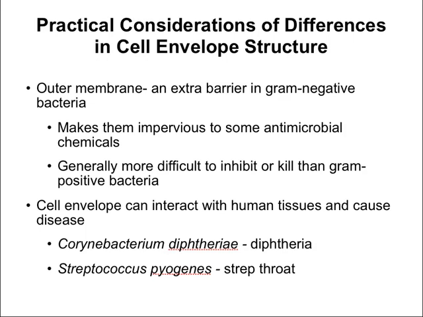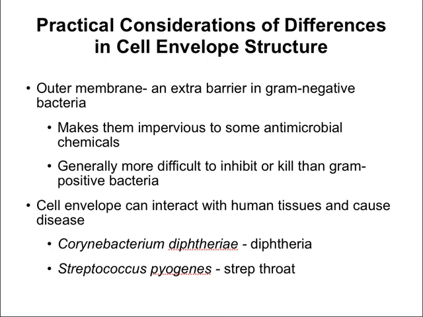So now that we've considered all three layers of the cell envelope, let's look at some differences in their structure. The outer membrane is an extra barrier in gram-negative bacteria. This makes them impervious to some of those antimicrobial chemicals or some antibiotics. Because of this impervious layer, it's often more difficult to inhibit or kill gram-negative bacteria than it is to kill gram-positive bacteria. In addition, the envelope can interact with human tissues and cause disease in itself.